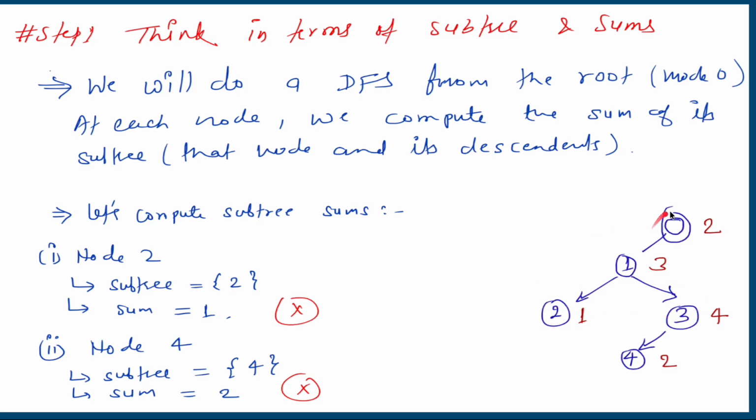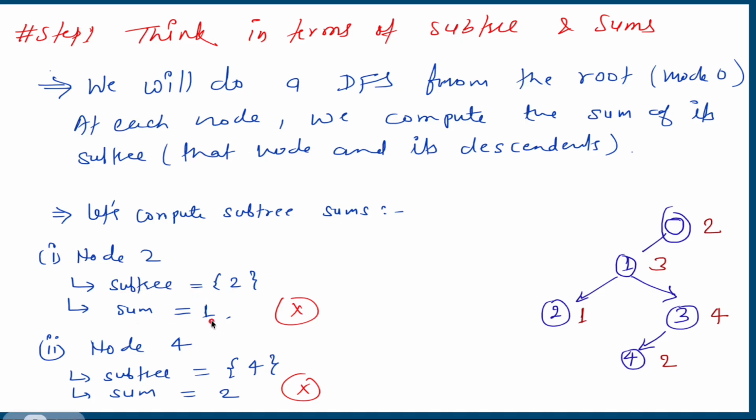So we start from the very beginning, from 2, right? Let's start by talking about node 2. Node 2 has the value 2, right? Subtree means we are talking about 2. So the node's subtree is 2. What is the sum?